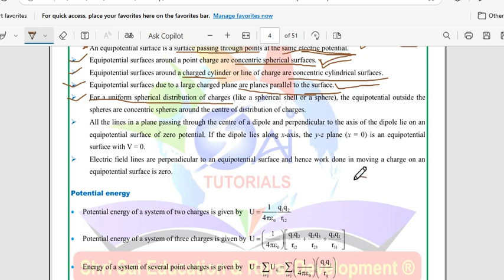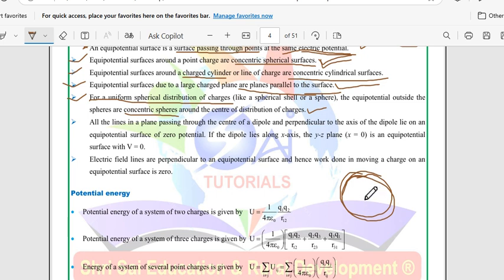if you consider a spherical shell or a sphere, the equipotential surfaces outside the sphere are concentric spheres around the center of distribution of charges. Whatever the outer surface is, the equipotential surfaces outside are concentric spheres around the center of distribution of charges.